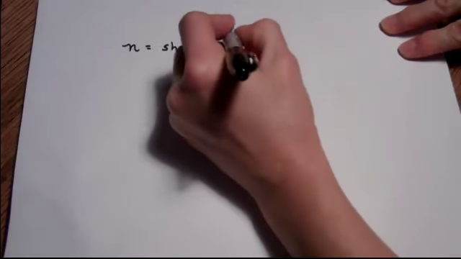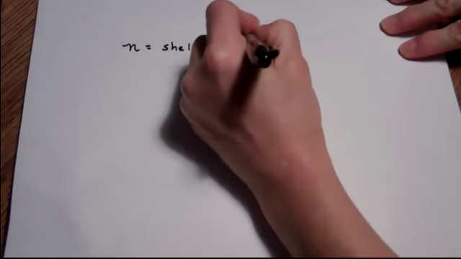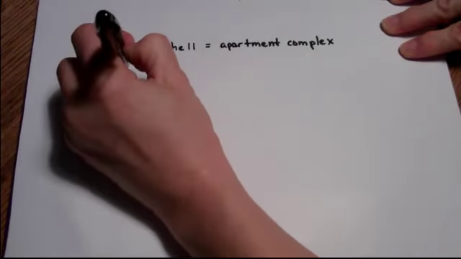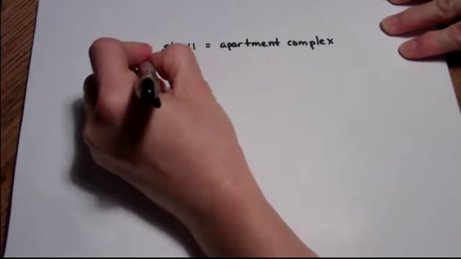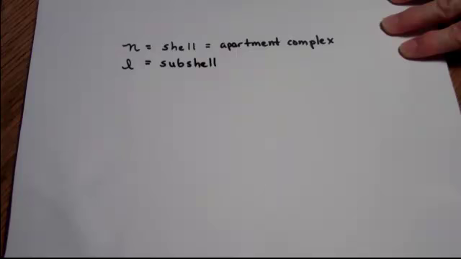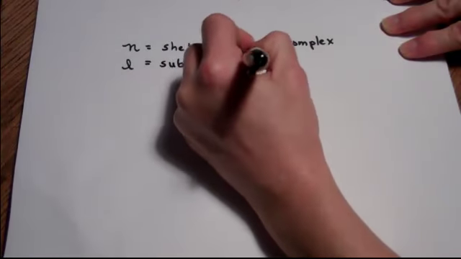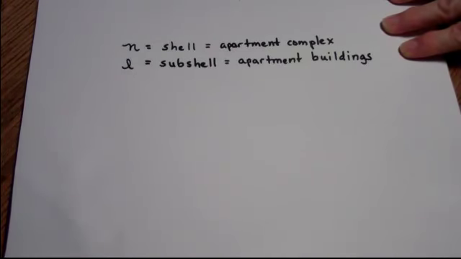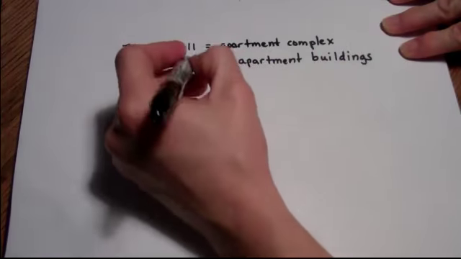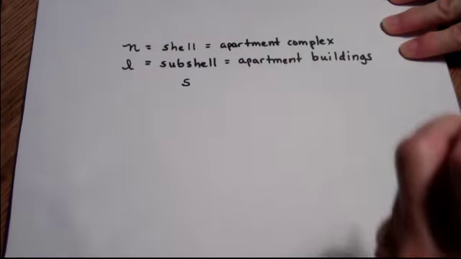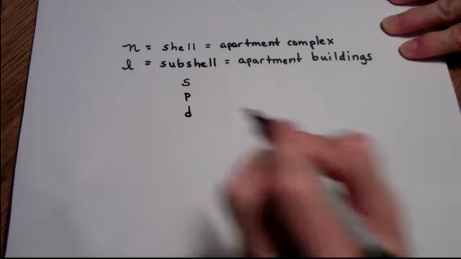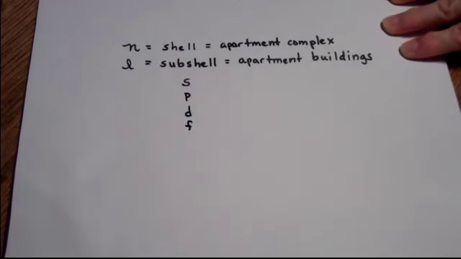We said this was equal to the whole apartment complex when we're defining our address for where the electrons are going to live. So the next level is the l number, and this is the subshell. So these are the subshells, and we said that these are equivalent to the apartment buildings. And so within each shell, there is a range of possible subshells that can exist. So we said that there's 4 possible types. There's the s subshell, the p subshell, the d subshell, and the f subshell. So these are our 4 levels of possible subshells.